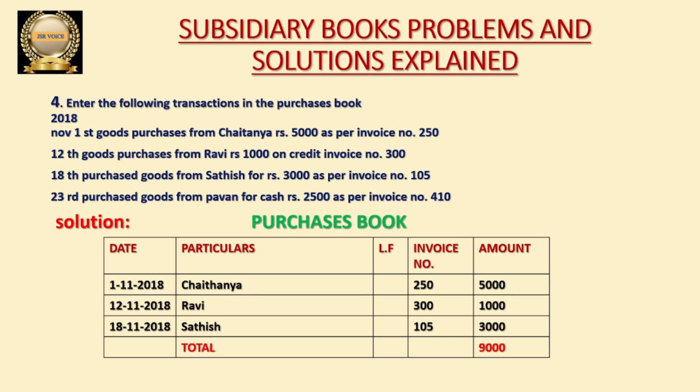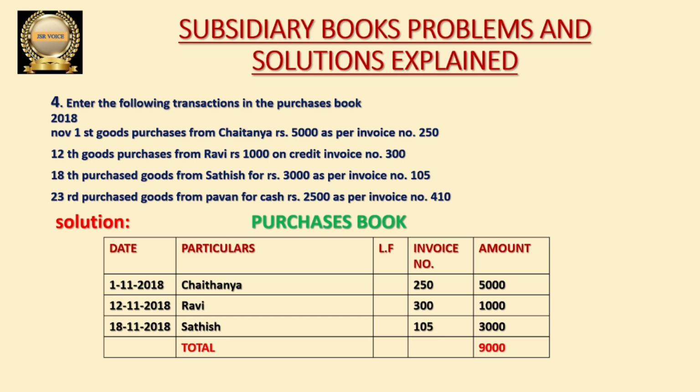So see here in the solution, look into the solution students. In date column 12-11-2018, in particulars column name Ravi, invoice number the same number whatever is given in the question, that should be taken, 300, amount 1000. Check that transaction and look into the solution. You will understand. Let us go to the next transaction.